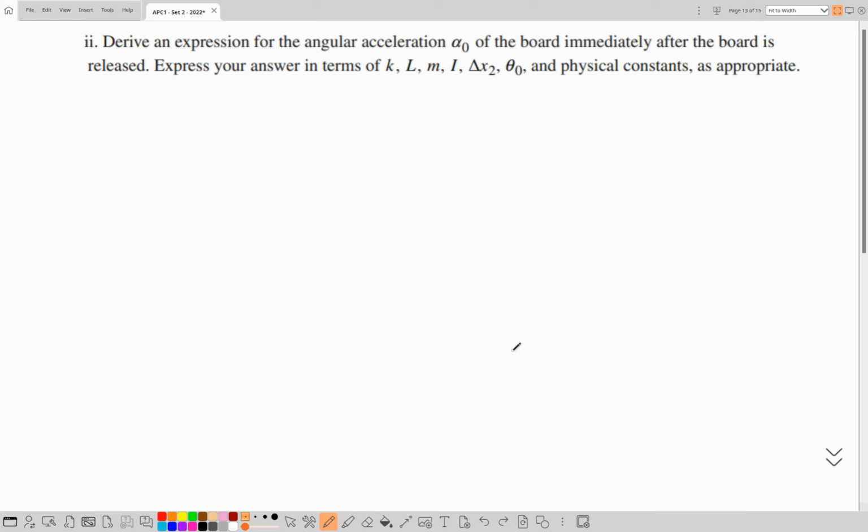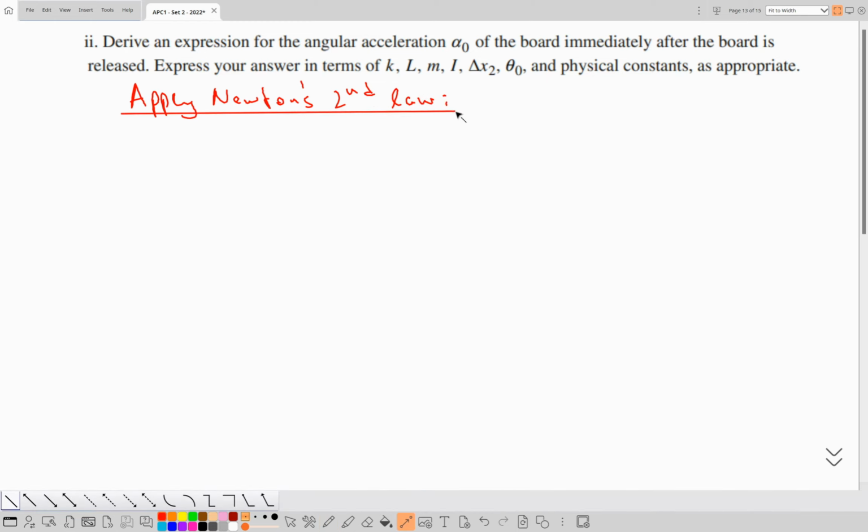Now C idea 2: derive an expression for the angular acceleration alpha 0 of the board immediately after the board is released. Express your answer in terms of k, L, M, I, delta x2, theta 0, and physical constants as appropriate. And we know that in such types of problems, always and forever, the angular acceleration alpha 0 is determined by utilizing Newton's second law. And because this is a big law, we need to state it. Apply Newton's second law. It's not very important whether we state it for rotation or for translation, and it's given by the sum of torques about the pivot is equal to I multiplied by alpha.